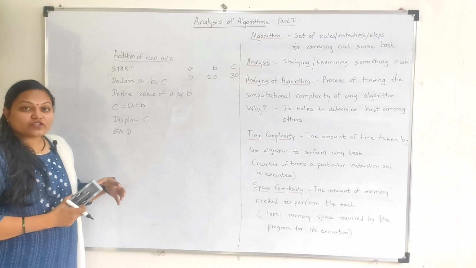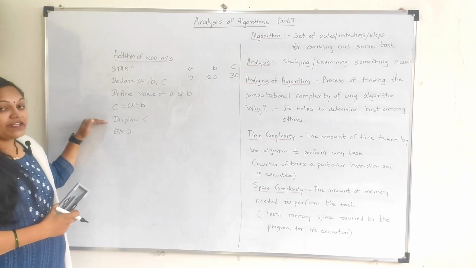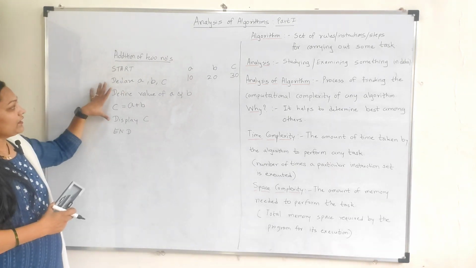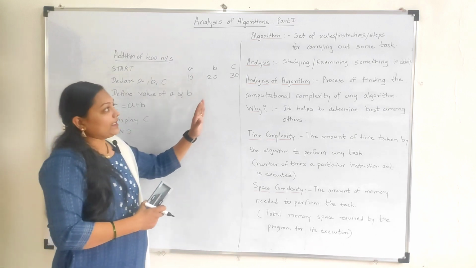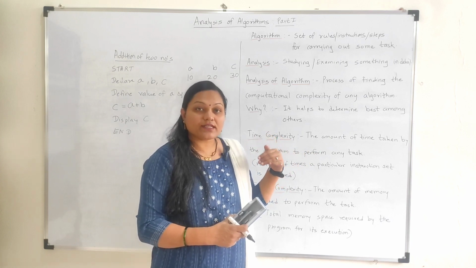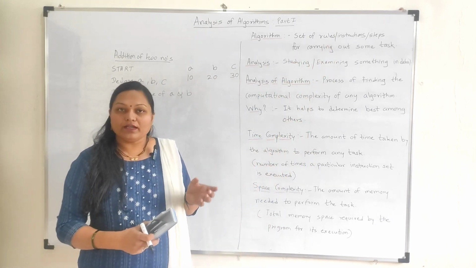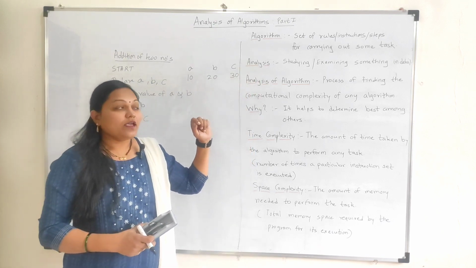So for performing addition of two numbers, whatever steps, rules or instructions you require, you need to write down in here as an algorithm. Okay, so we can define an algorithm as a set of rules, instructions, steps that you require for performing any specific task. Okay, now what do we mean by analysis?